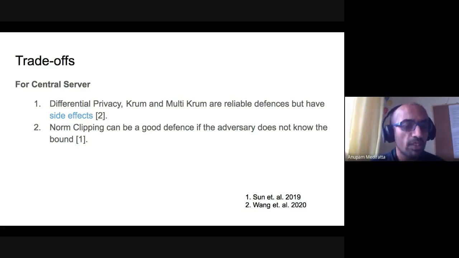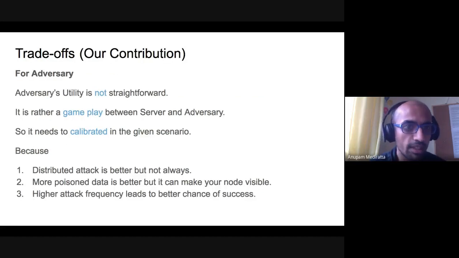So what are the trade-offs here? The trade-off for the central server is to have a stronger defense, but it has side effects, as we have shown. Second, the central server can use norm clipping, but if the adversary knows the bound, then the adversary can break it. Our contribution is that adversary utility is not straightforward. It's rather a game between the server and the adversary. Depending on the parameter the server chooses, the adversary can change its parameter to get a better utility. So it needs to be calibrated, and it's a dynamic thing.